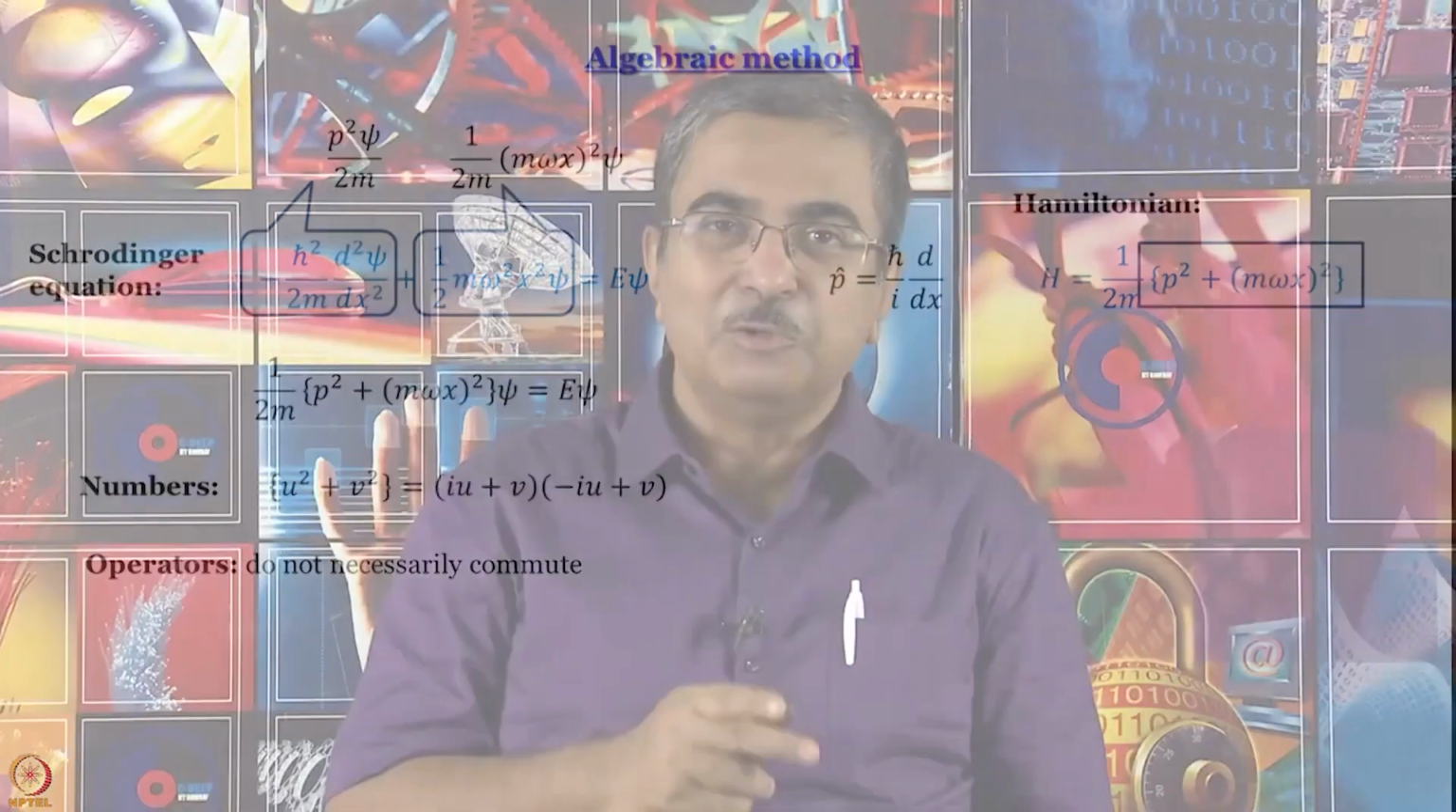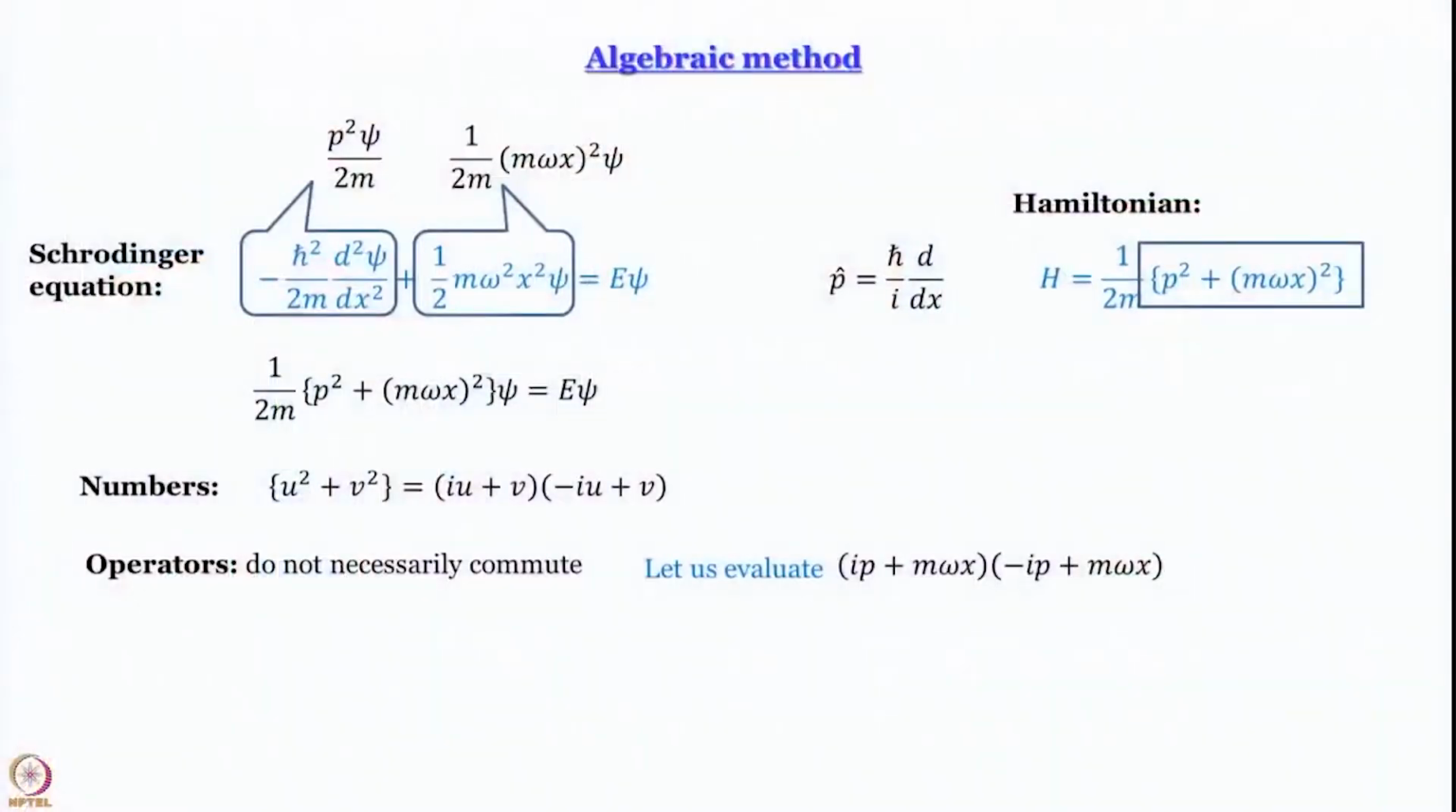And what we get is going to make our life a lot more interesting as far as your harmonic oscillator is concerned. So, we will try to evaluate ip plus m omega x multiplied by minus ip plus m omega x. To do that we are going to write this in a little simplified form. Remember ip plus m omega x is an operator in itself, p is an operator, x is an operator. So, the linear sum is also an operator, and the same holds true for minus ip plus m omega x.